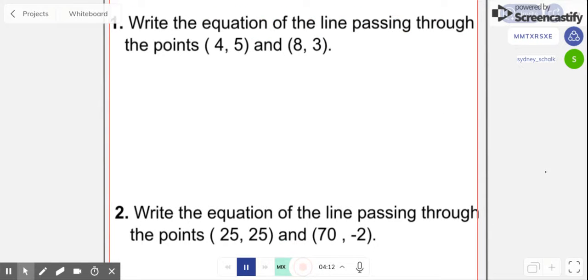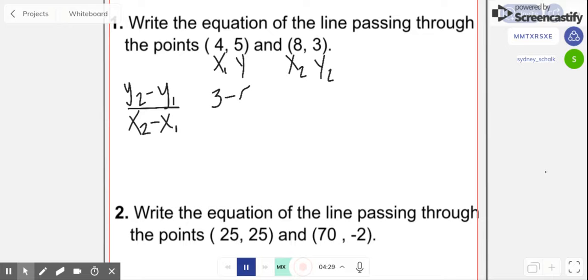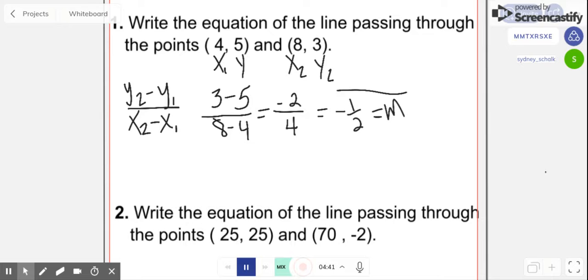So first step, we've got to find our slope. We have our x1, y1, x2, y2, and here is our equation: y2 minus y1 over x2 minus x1. So we have 3 minus 5 over 8 minus 4, and we get negative 2 over 4. That simplifies to negative 1/2, and there we have our slope.